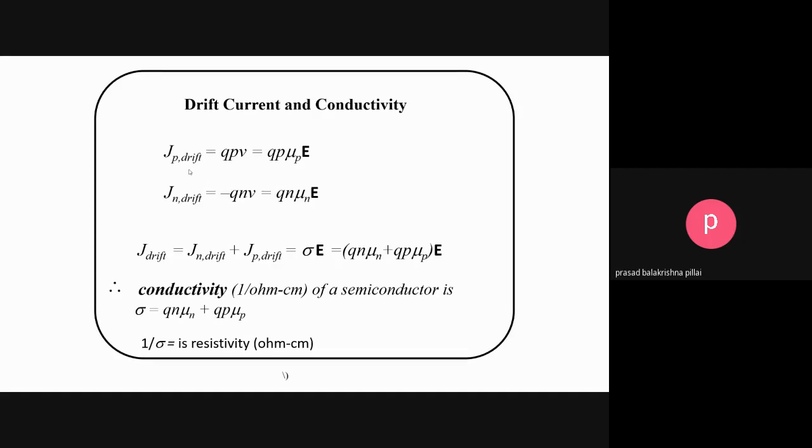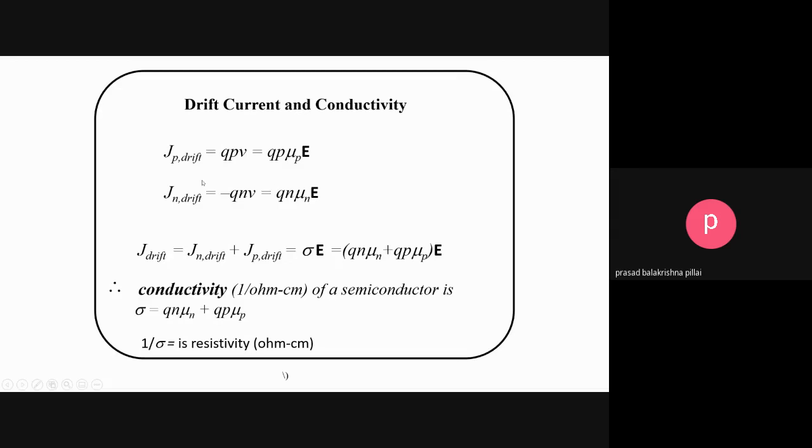Of course, it's not the current actually. J means the current density, current per unit area. In the general case, we consider the contributions due to both electrons and holes. So you have the hole drift current and the electron drift current. Since the charges of electrons and holes are different, they move in opposite directions.